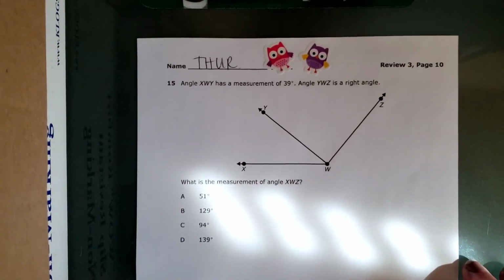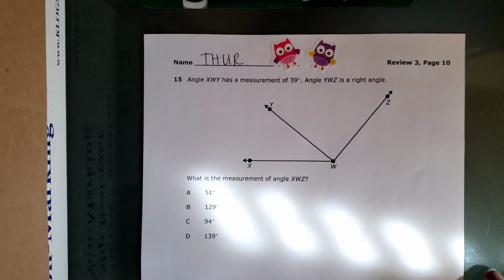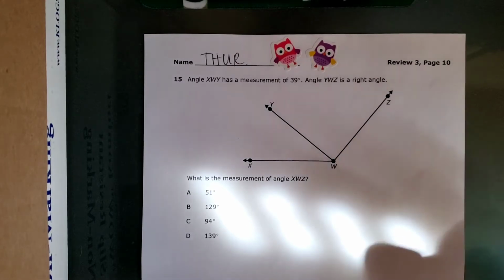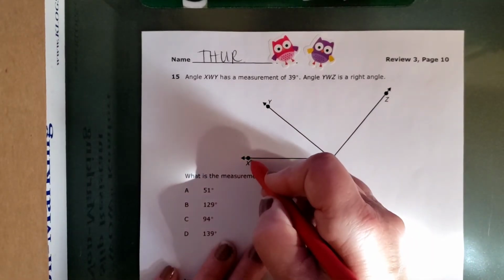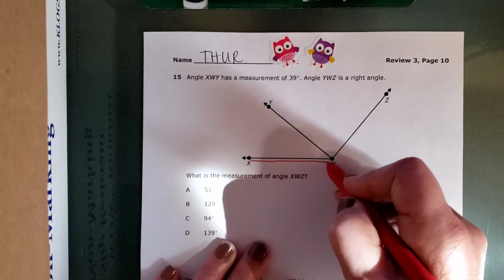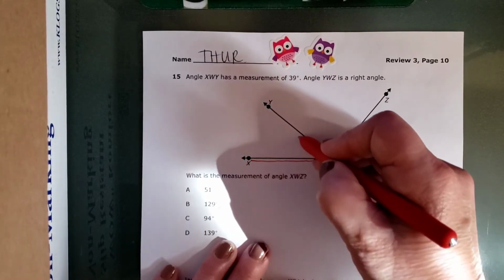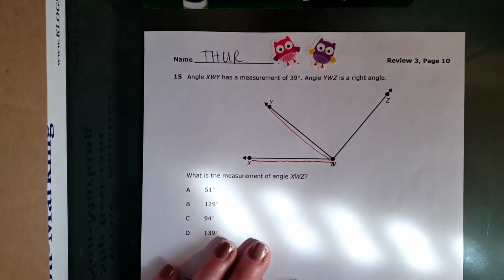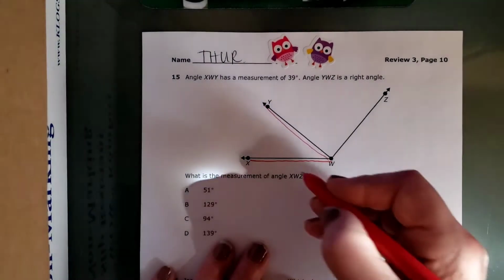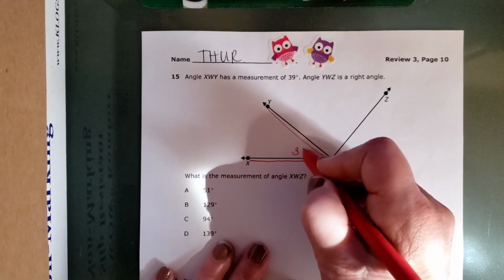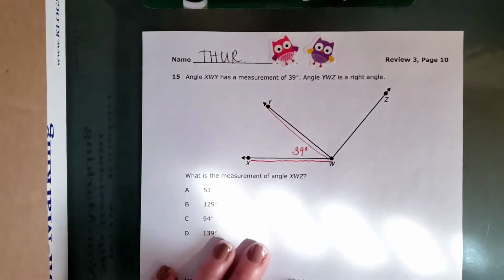All right, let's go to number 15. And we're talking about angles. It says angle XWY has a measurement of 39. So what I'm going to do is I'm going to take my red pen and go X, W, Y. I know I'm talking about that. I can see it's an acute angle, and they told us it's 39 degrees. So good. That makes sense to me.